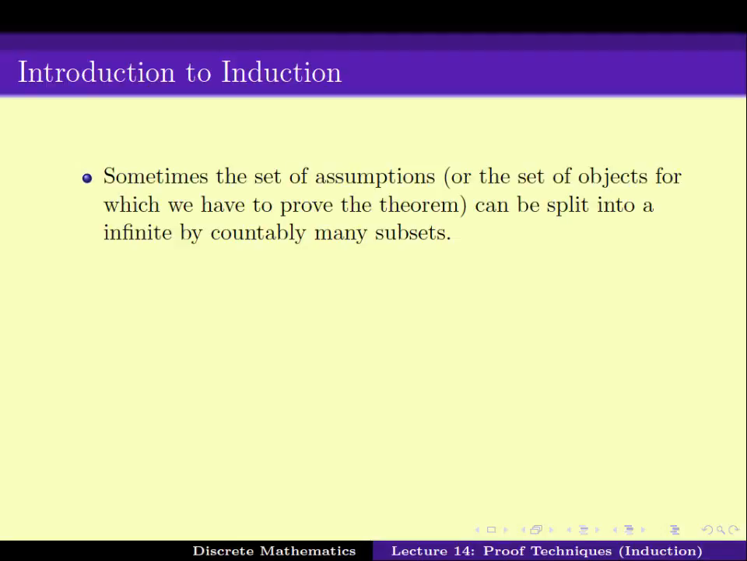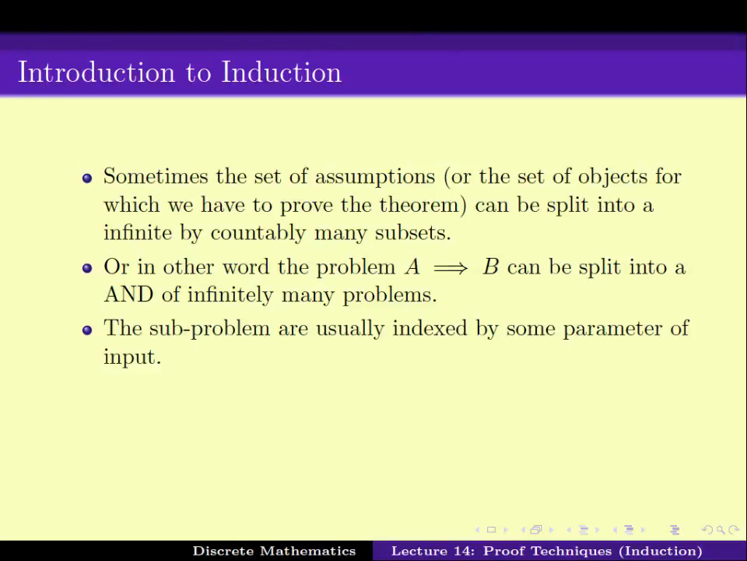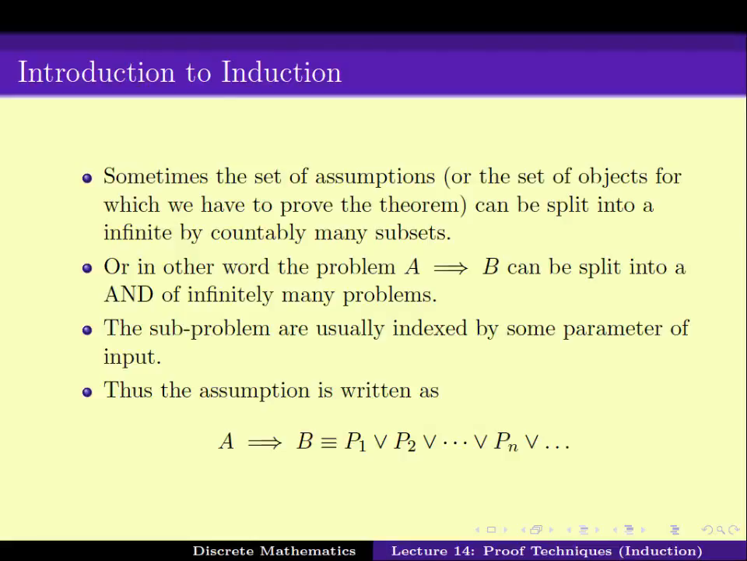So the main idea is that sometimes the set of assumptions or the conditions for which it should be true, or the objects for which we have to prove the theorem, can be split up into infinite but countably many subsets. So in other words, when proving A implies B, we can split A, or this whole problem, as an AND of infinitely many problems. These sub-problems are indexed by some parameter of the input. So in other words, I would like to write A implies B as P1 and P2 and so on till Pn and so on.